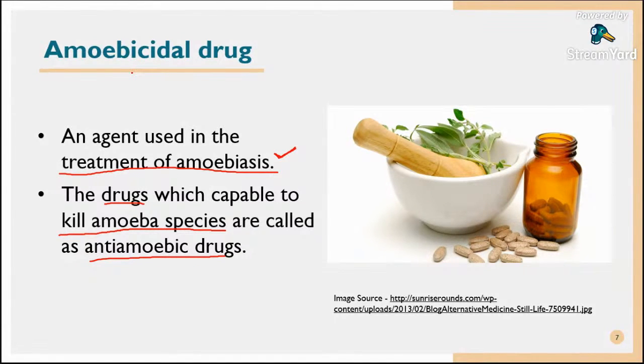Yes or no? And agents which are used in the treatment of amoebiasis and which have the capacity to kill the amoeba are called anti-amoebic agents or amoebicidal agents or amoebicides.